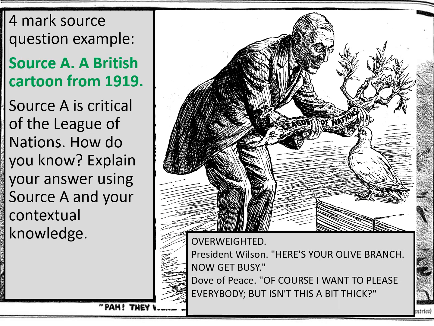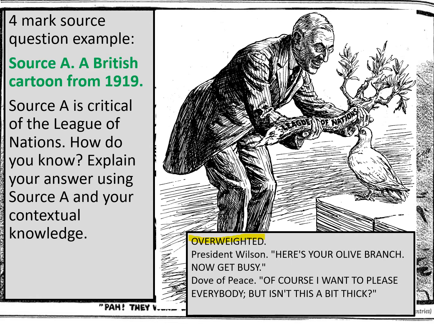Here's an example then. So, 4-mark source question example. Source A, a British cartoon from 1919. The source is critical of the League of Nations. How do you know? Explain your answer using Source A and your contextual knowledge. And here's the source, look. So it's called Overweighted. And we've got President Wilson here.